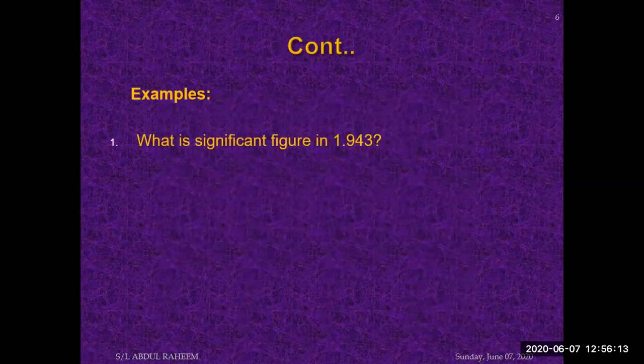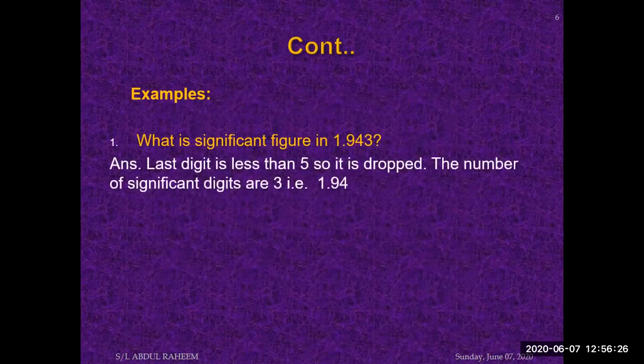So here is another example. What are the significant figures in 1.943? Just think for a few seconds, then we are going to write the answer. The last digit is less than 5, so it is dropped. The number of significant figures is 3, that is 1.94.